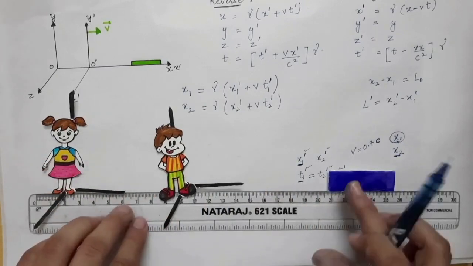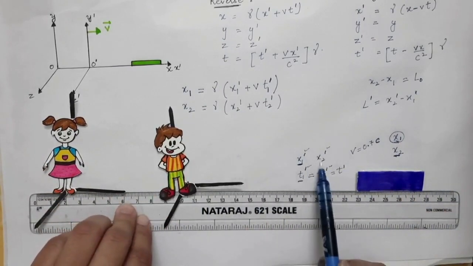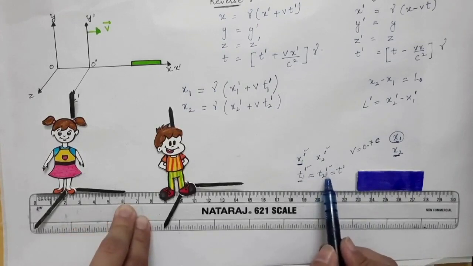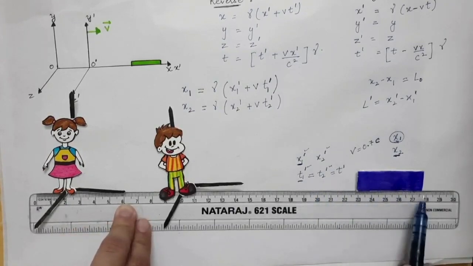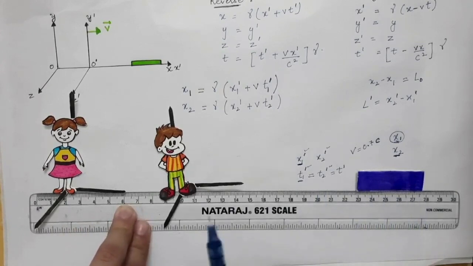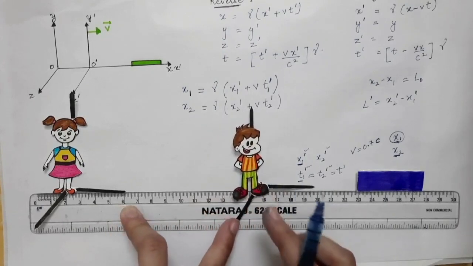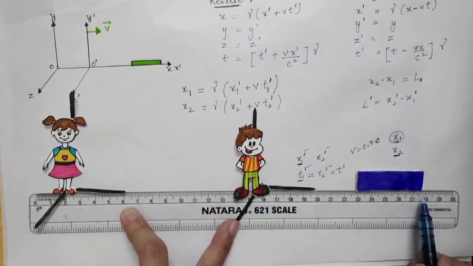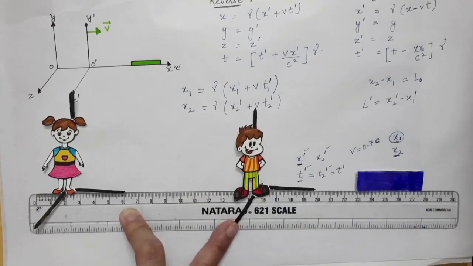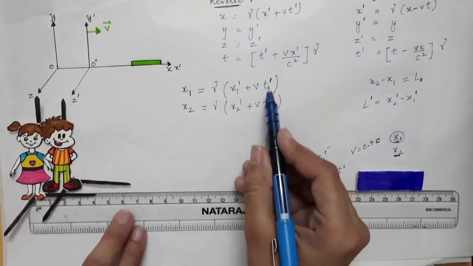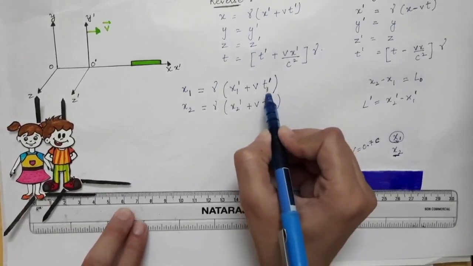Now as we have said, x2 prime minus x1 prime will give us the length of the object in a moving frame only when t1 prime is equal to t2 prime. The coordinates of these two points must be measured at the same time with respect to your friend, because your friend is moving continuously. So he must measure the two coordinates at the same instant. Only then will the subtraction of these two coordinates give us the correct length of the object. So t1 prime must be equal to t2 prime, so let's write it as just t prime.